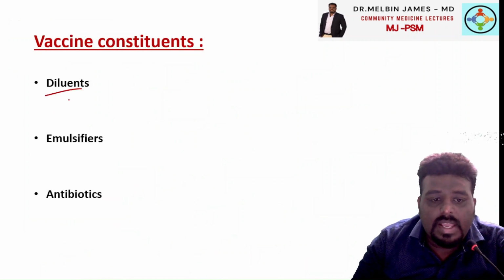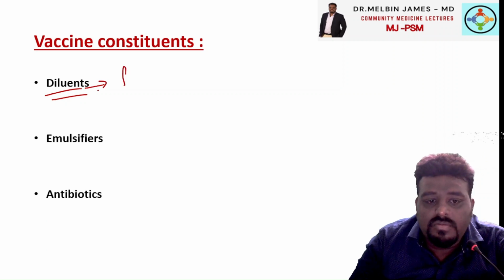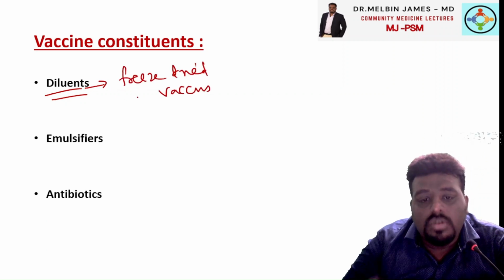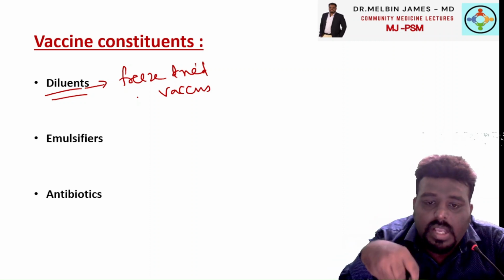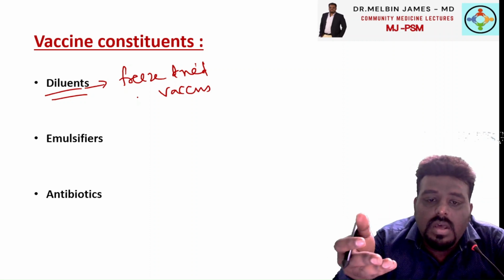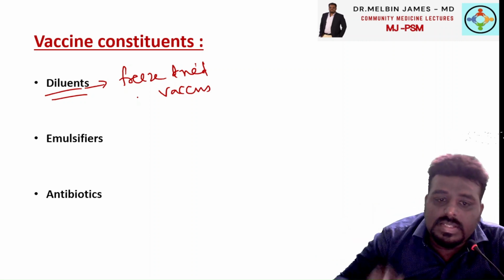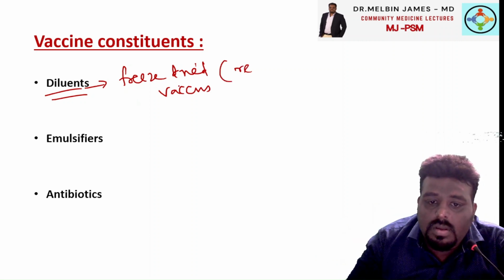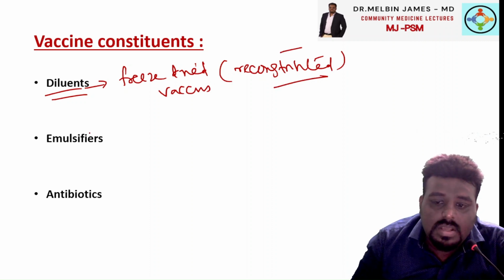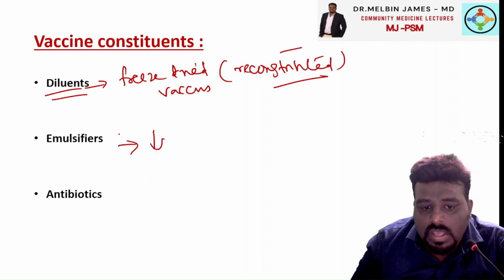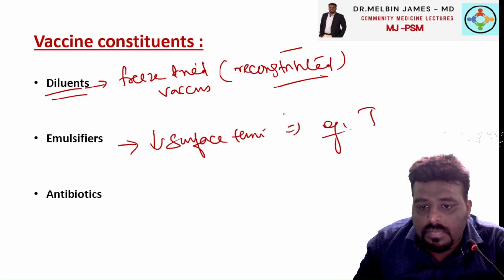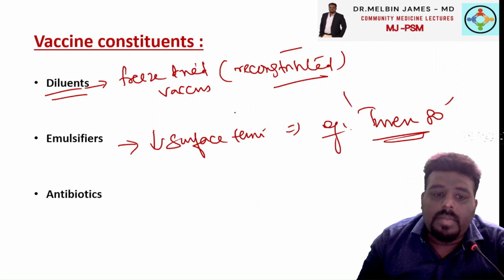Next, coming to the diluents. Diluents are used for freeze-dried vaccines, which are vaccines in powder form. When you add a diluent, you get a reconstituted or lyophilized vaccine. Once the powder form is filled, it comes under reconstituted vaccines. And emulsifiers: what are emulsifiers? They reduce the surface tension. An example we use is Tween 80 in Mantoux.